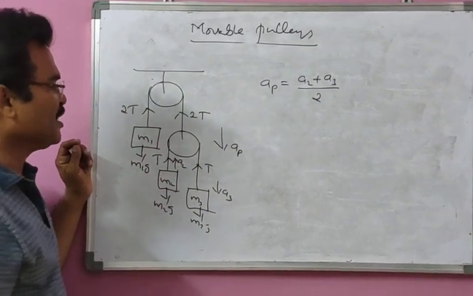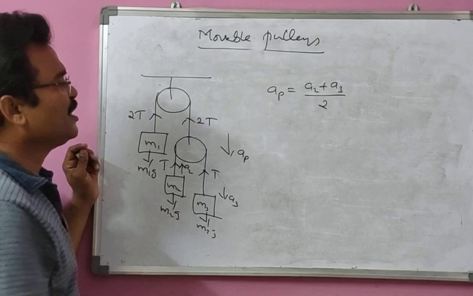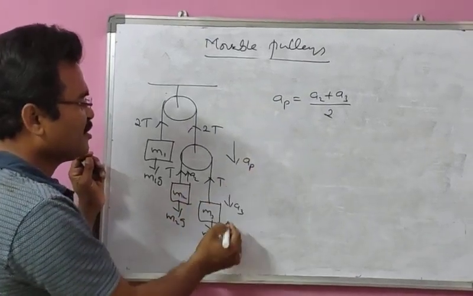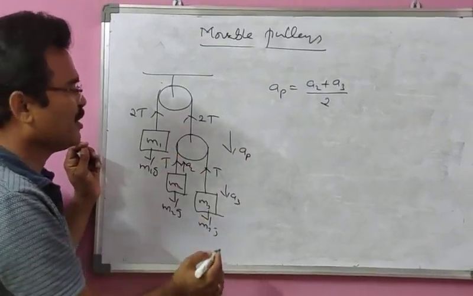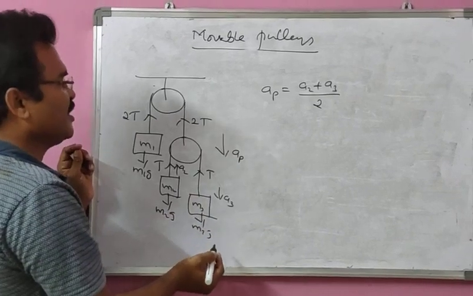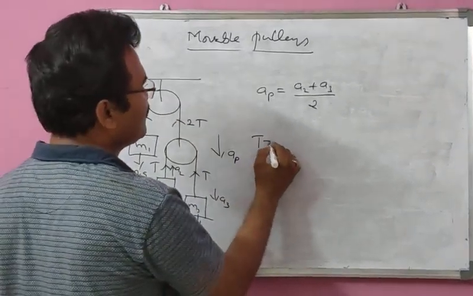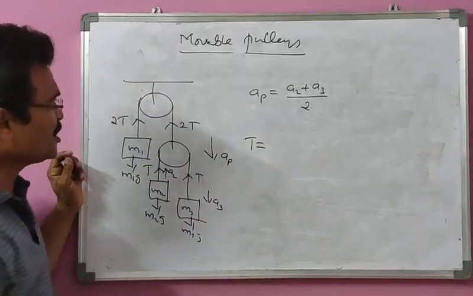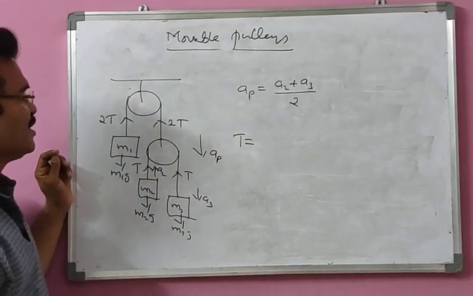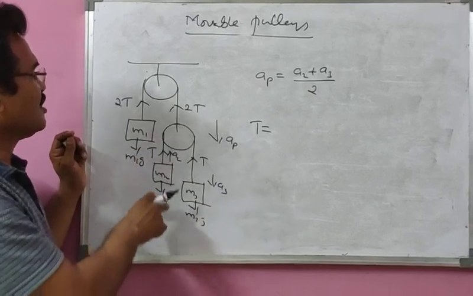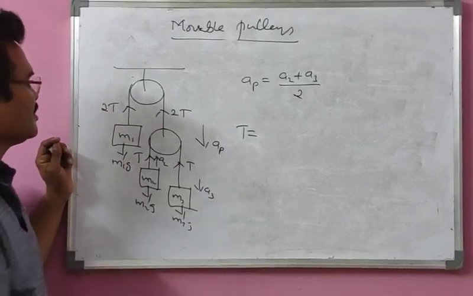Then how do we get the relation between these two? The relation we already got: if a3 is going down, a2 goes up. One goes up, one comes down. Now the tension T: how do we find the tension here? How many tensions are there? Here 2T, and T is there.